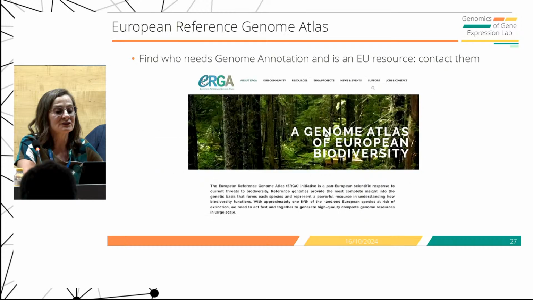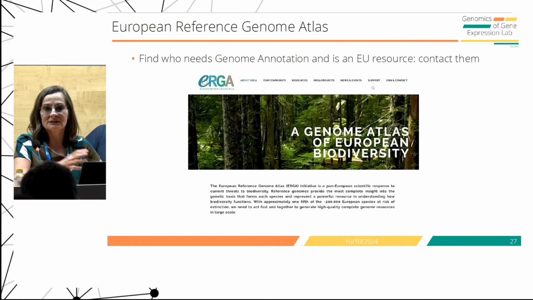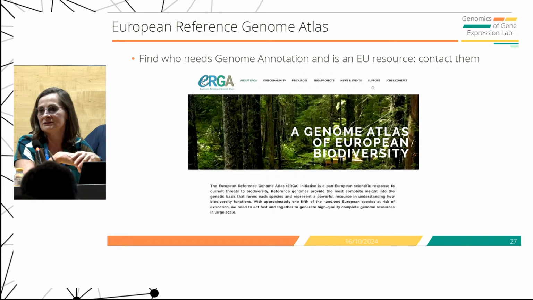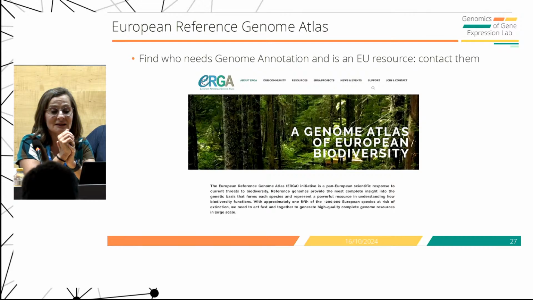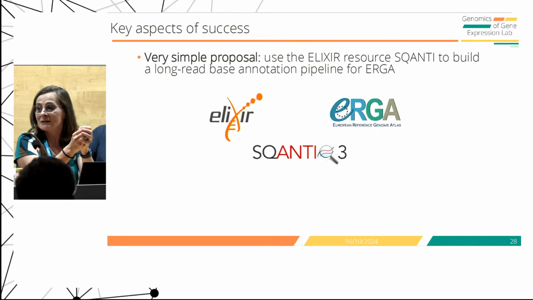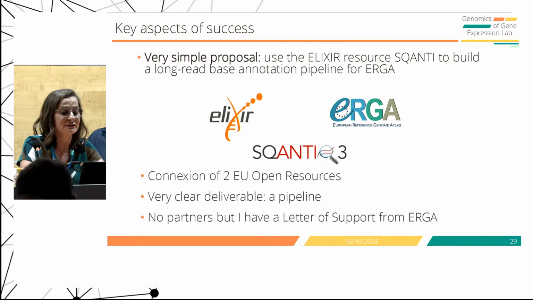So I got in contact with ERGA, the European Reference Genome Atlas, a database that is collecting all these genomes of the biodiversity, so that my pipeline will annotate the data that they have in the database. So that was the other component, right? So now I have created something that links them together and creates a better output. And that's it. So that's how it was clear, the deliverable was a pipeline.